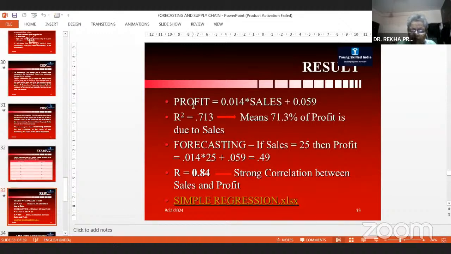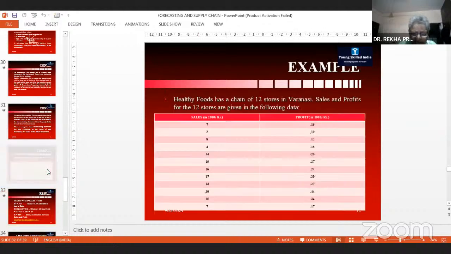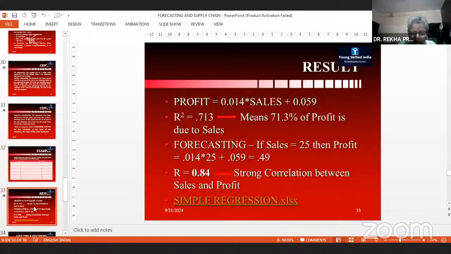This is the relationship between profit and sales. You have found out this equation: profit is equal to 0.014 into sales. Sales is your independent and profit is your dependent. The more you sell, the more profit you will make, isn't it? This is the relationship you have found out. Now, if you increase your sales or decrease your sales, accordingly profit will change. This you can make a prediction.